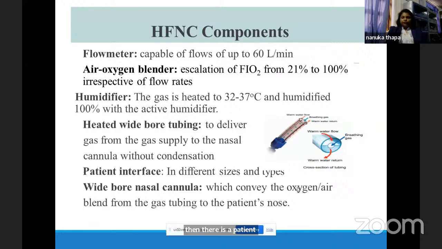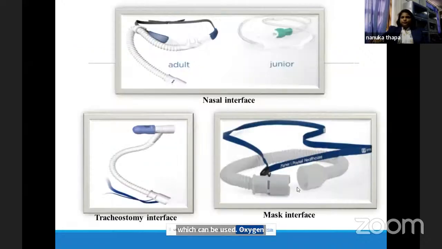So there is a wide bore nasal cannula, which conveys the oxygen air blend from the gas tubes to the patient's nose. So these are the nasal interfaces. They come in various sizes, adult, junior. There's a tracheostomy interface, as well as a mask interface.